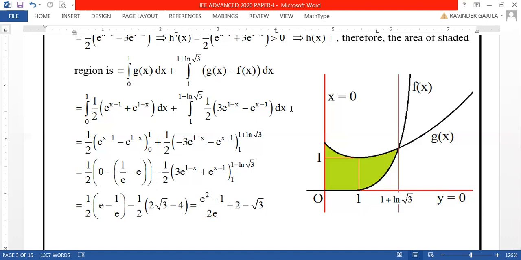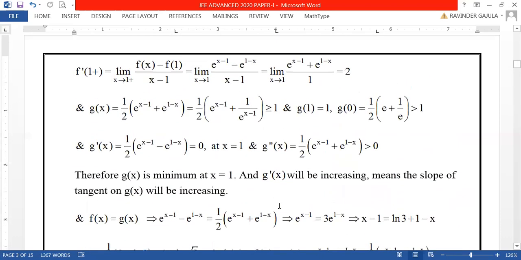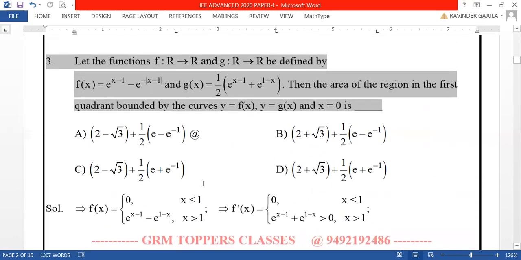Otherwise you can review this video and see the discussion once again. Okay, therefore dear friends, out of the given options, now this is e square minus 1 by 2e plus 2 minus root 3. See which one is correct. So 2 minus root 3 as it is, and e power minus 1 becomes e square minus 1 by 2e. E square minus 1 by 2e plus 2 minus root 3.